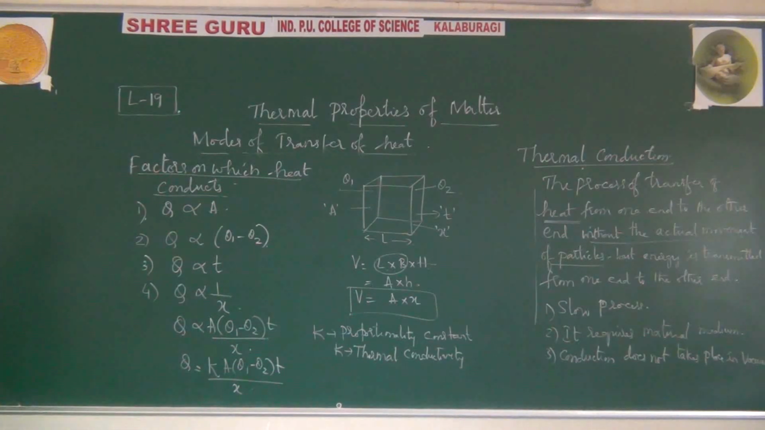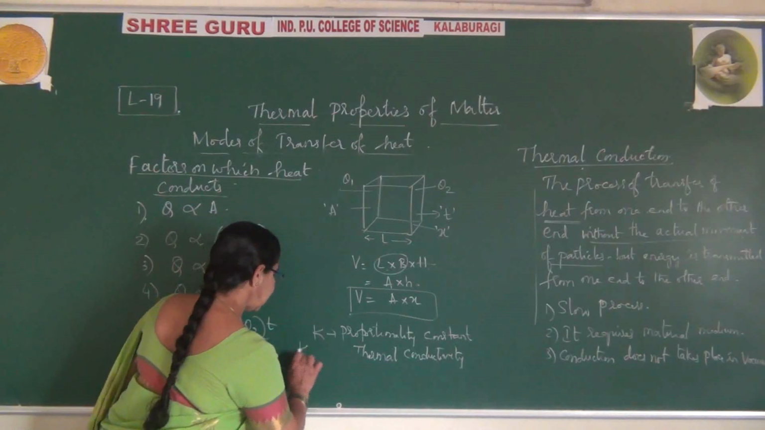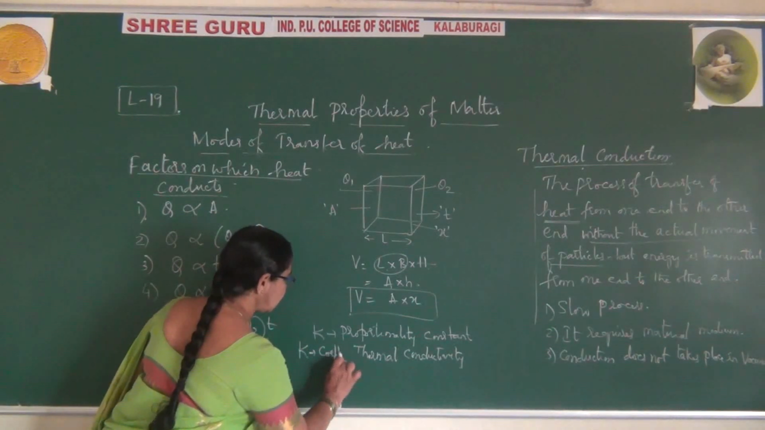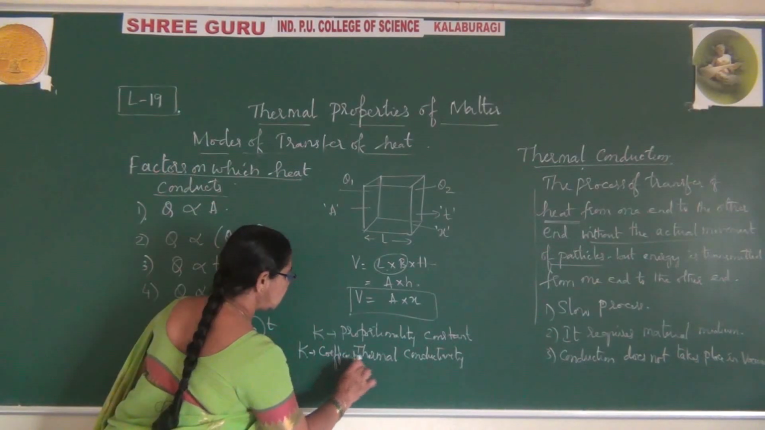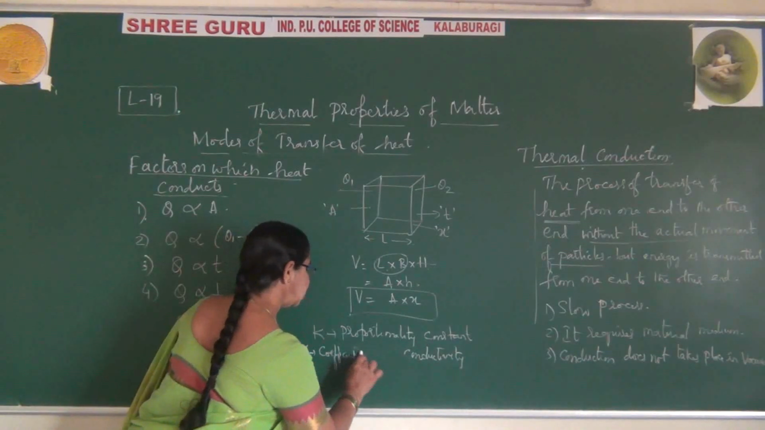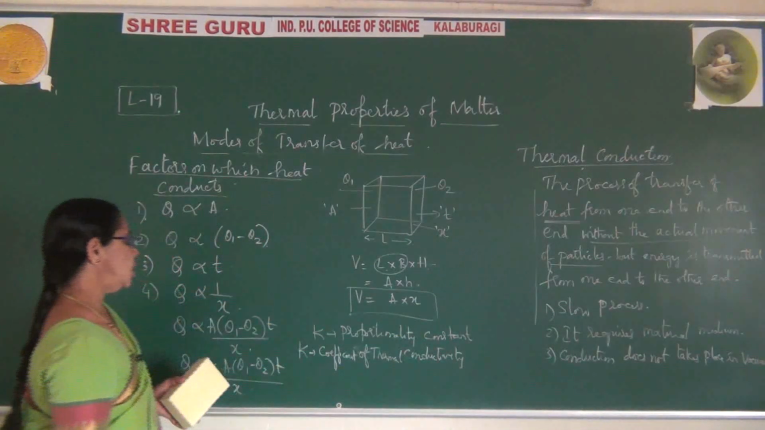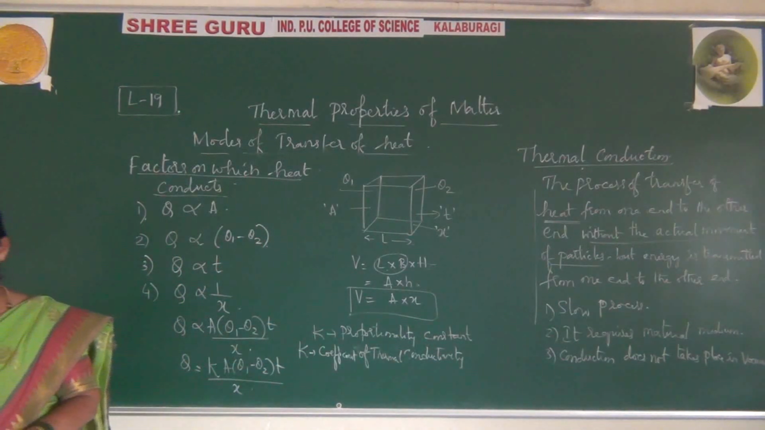How to define this thermal conductivity? What is this k? K is called thermal conductivity, but we say particularly, it is called the coefficient of thermal conductivity. We speak that word particularly as coefficient of thermal conductivity. So I write here, where k is the coefficient of thermal conductivity. Okay. Now to explain this, I give one concept here.